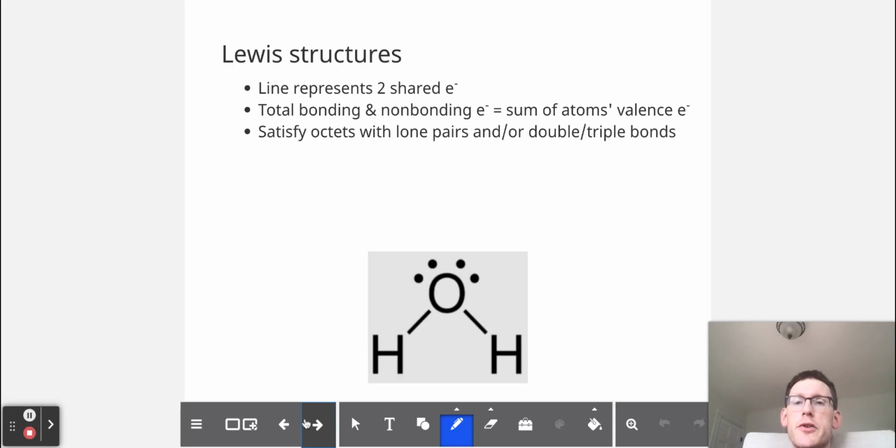When you're drawing a Lewis structure, make sure that you satisfy the octets for all atoms by using lone pairs as necessary and/or double or triple bonds as necessary.